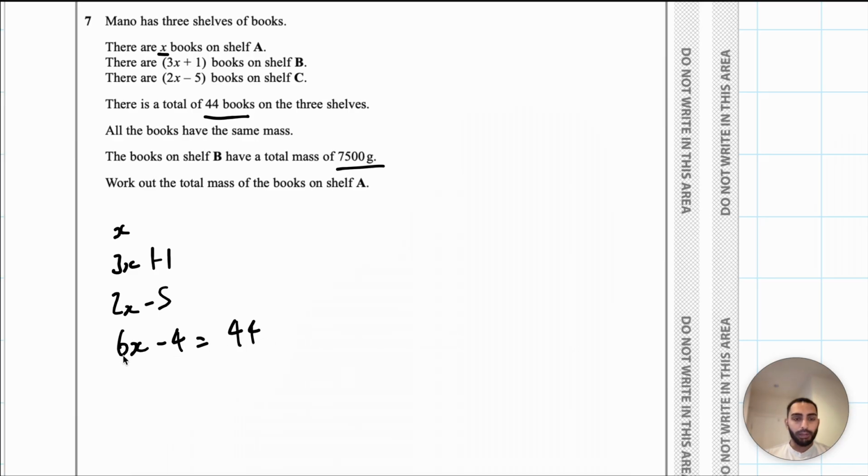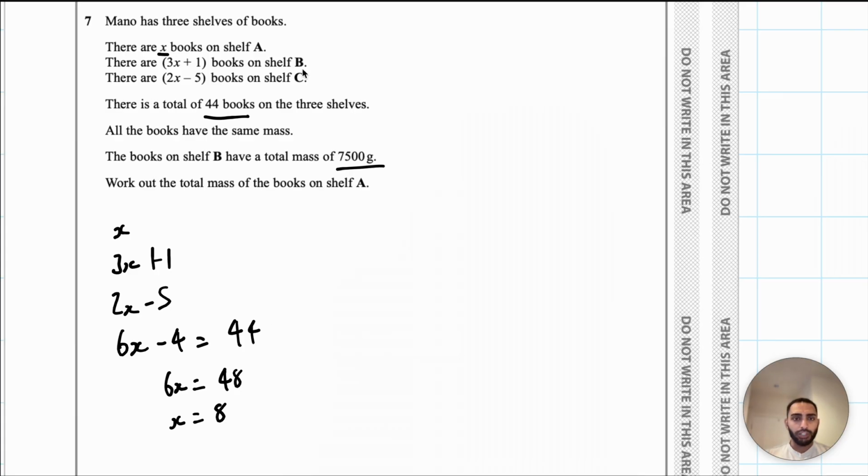X is being multiplied by 6, and then we're taking away 4. So we need to do the opposites of that. We're going to add 4 first to both sides. So 6x would be equal to 44 add 4, which is 48. X is being multiplied by 6, so we need to divide by 6. X would be equal to 8. So now we know how many books are on each shelf.